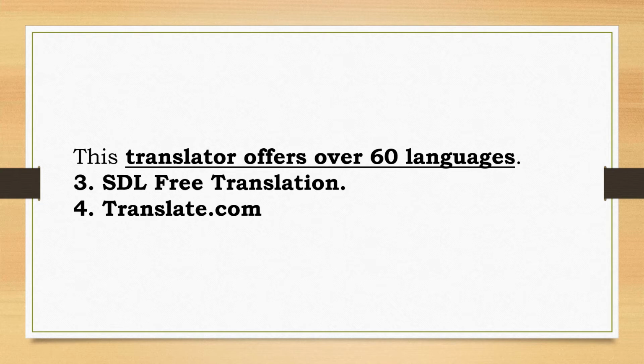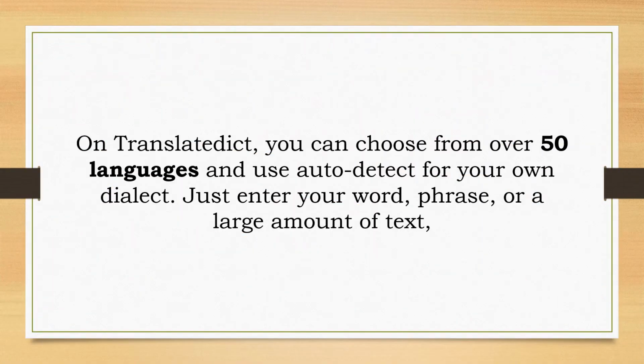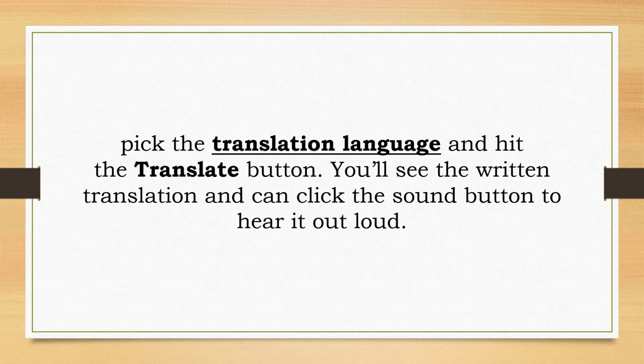3. STL Free Translation. 4. Translate.com. On Dict, you can choose from over 50 languages and use auto-detect for your own dialect. Just enter your word, phrase, or a large amount of text, pick the translation language and hit the Translate button. You'll see the written translation and can click the sound button to hear it out loud.